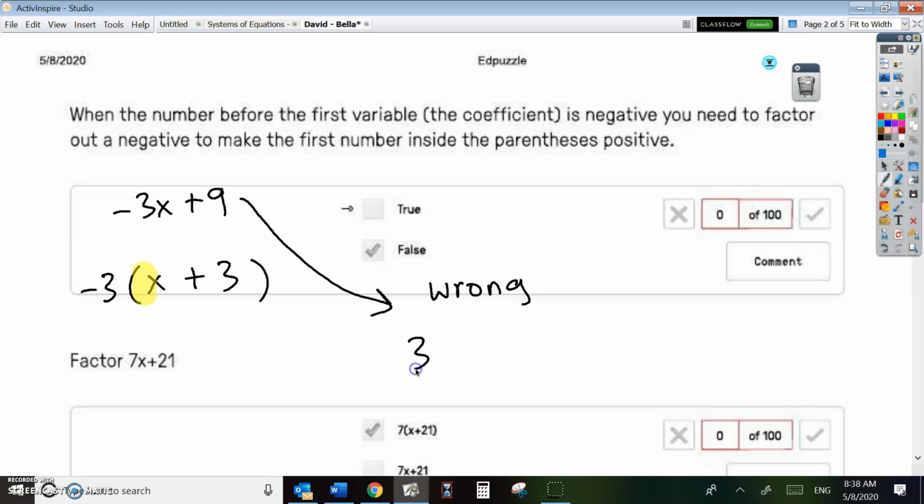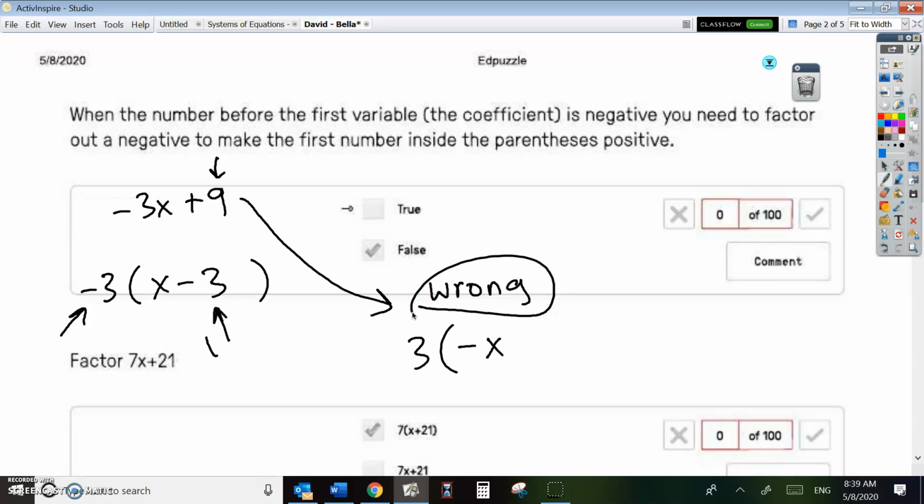So if you didn't know this, then you might say, okay, this is not the correct way, this is wrong. You might say 3 negative x plus... I actually need to fix that one there because that should be a negative 3. X minus 3, because this positive 9 divided by that negative 3 should be a negative 3. Anyway, so if you did it wrong, it would look like this. You'd just factor out this 3, and then you'd have a positive 3 here.